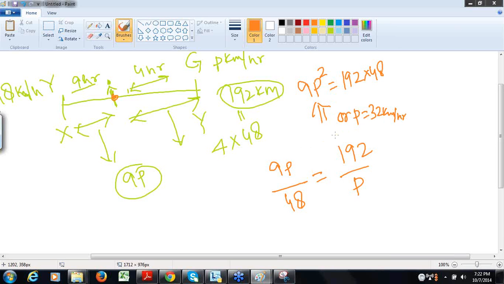Now we have options in 72 km per hour, 32 miles per hour, 20 miles per hour. So 32 km per hour means 20 miles per hour. So we have 20 miles per hour as the option. Option C will be correct. Option C will be 20 miles per hour. Everybody clear with this?